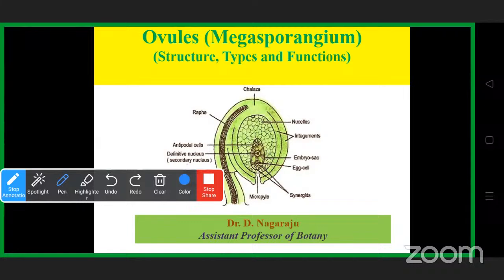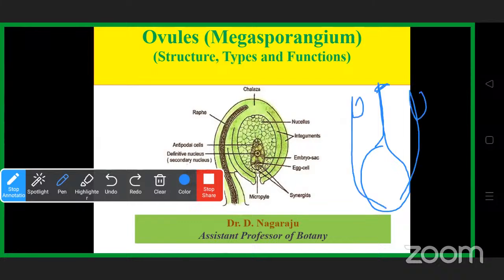Now we are discussing the structure and types of the ovule. Do you know where the ovule is? You know the flower. In the flower there are the gynoecium, androecium, sepals, petals, and pedicel. These are the general floral characters, the floral parts.